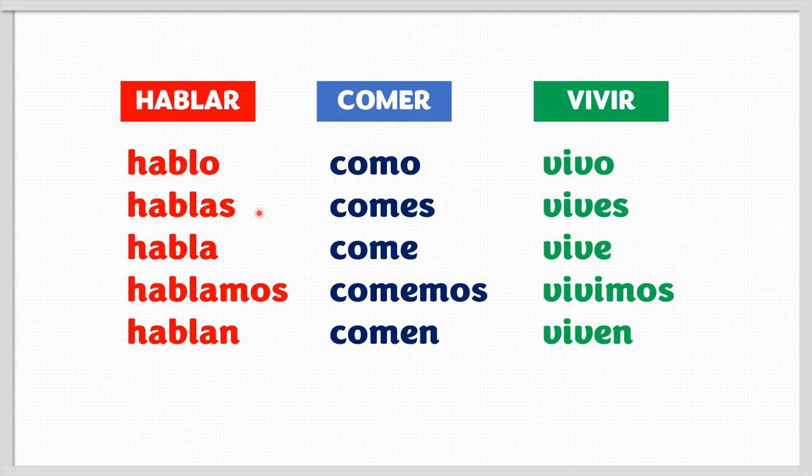And remember the endings: o for I, s for you in the informal way, habla for usted, that is the you in the formal way, and also for he, she, and that. Hablamos, that is for we, feminine and masculine, and hablan, they, masculine, feminine, and also you, plural, you all. Como, comes, come, comemos, comen. Vivo, vives, vive, vivimos, viven.